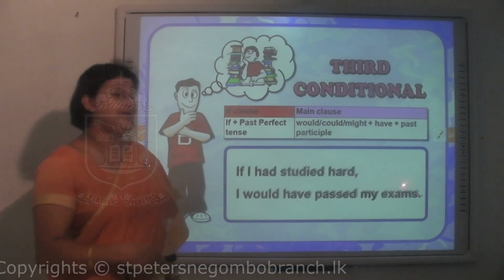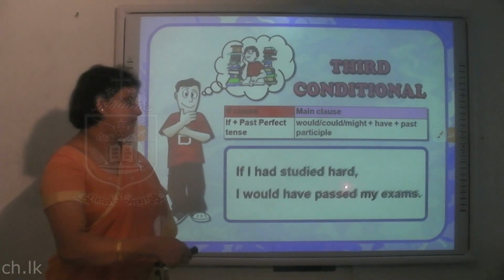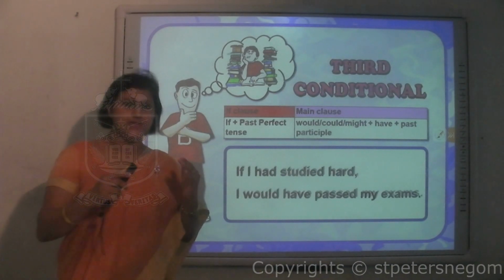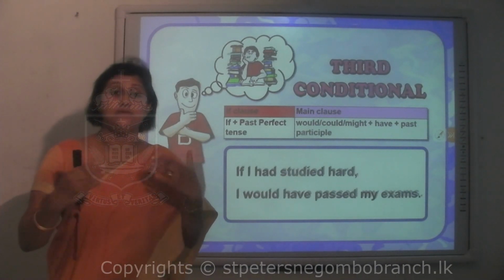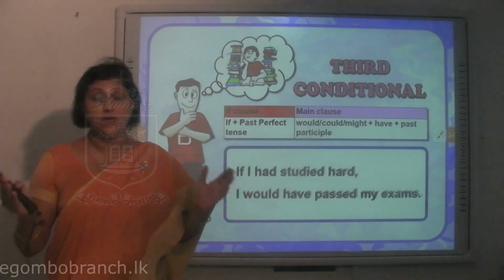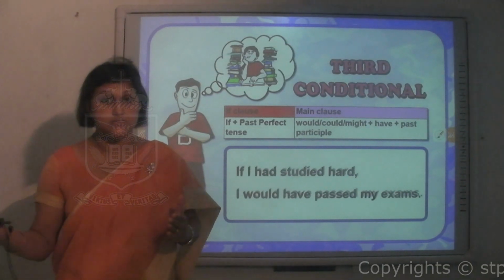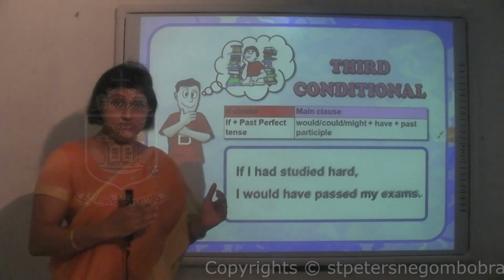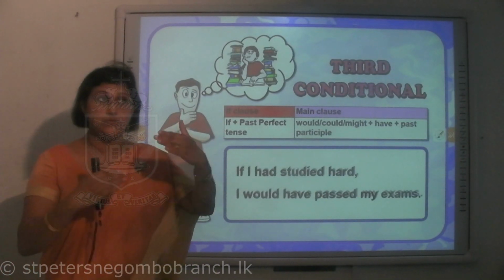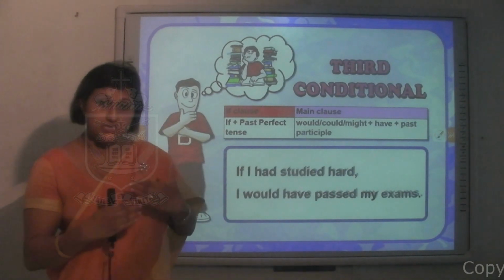I would have passed my exams. How have I constructed this? Would plus have plus past participle. This is the structure. You all know, children, in English there are some areas where you come across exceptions. Even when you change a singular noun into plural, there are exceptions. You can't apply the same rule to all singular words. But here, with these conditional sentences, there is a structure, so it's very easy for you to remember. That's why I'm picking up all the conditionals together.